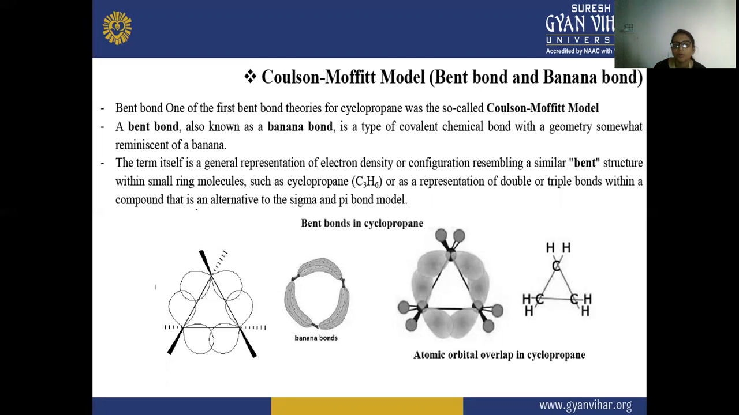The first bent model theory is on cyclopropane. The theory that was first proposed on cyclopropane is called the Coulson-Moffatt model. In this, the bent bond is also known as the banana bond. As you can see in this structure, the banana bond shows this same bent bond, and that is why it is known as the banana bond.